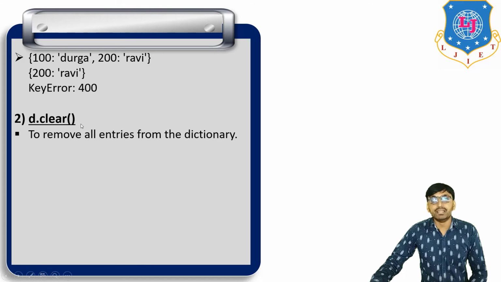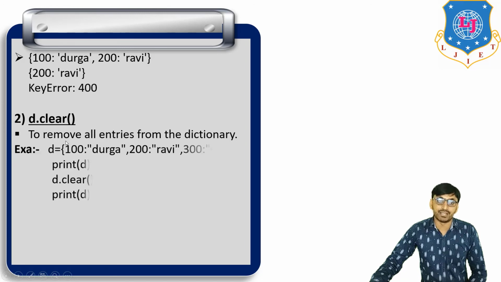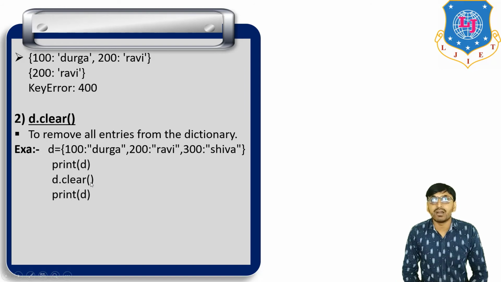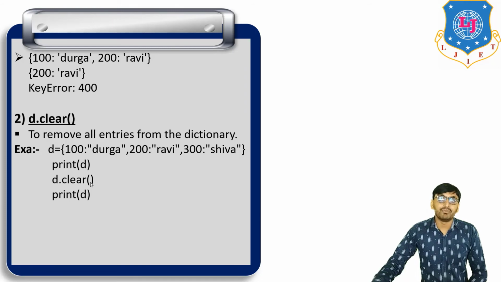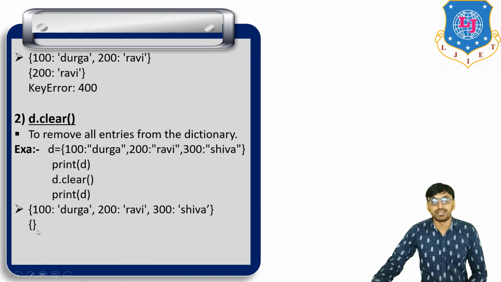Now D dot clear. This function is used to remove all entries from the dictionary. For example, D is one type of dictionary, and print D, so we get the dictionary. Then D dot clear removes all the items, all the key value entries present in the dictionary, and we get an empty dictionary.